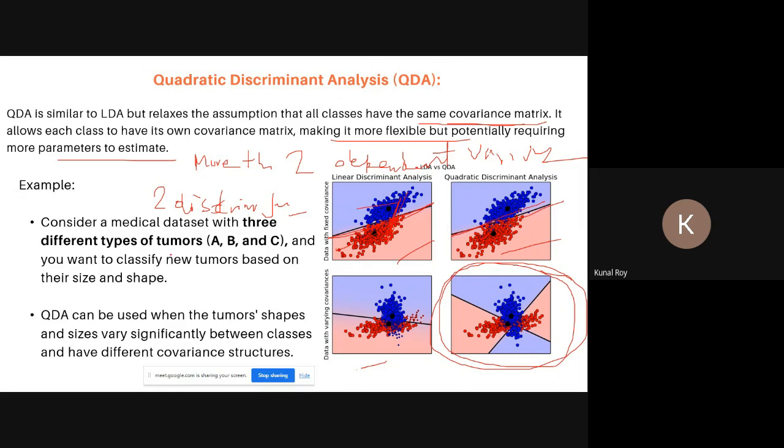Now I have taken another normal example, like different types of tumors: A, B, C. These tumors have different types of classes.